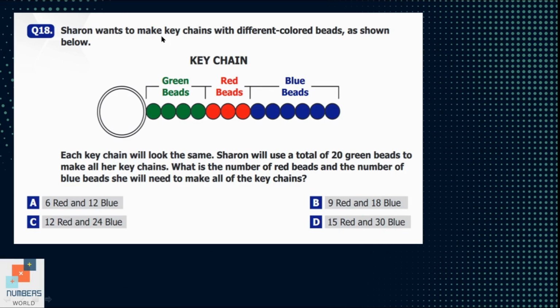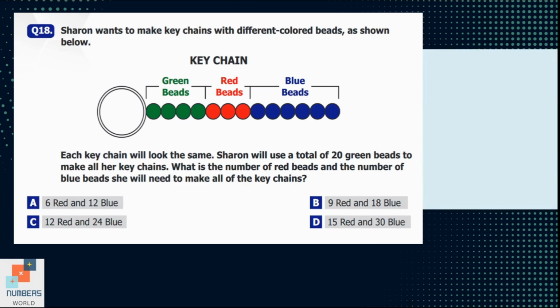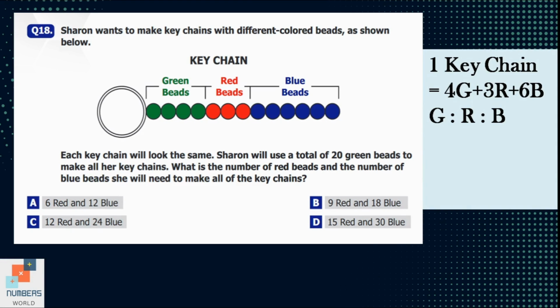Question number 18. Sharon wants to make keychains with different colored beads as shown below. Each keychain will look the same. Sharon will use a total of 20 green beads to make all her keychains. What is the number of red beads and the number of blue beads she will need to make all of the keychains? We know one keychain contains 4 green, 3 red, and 6 blue beads. So we can find out the ratio between the colors: green, red, blue. So she used 4 green, 3 red, and 6 blue beads.